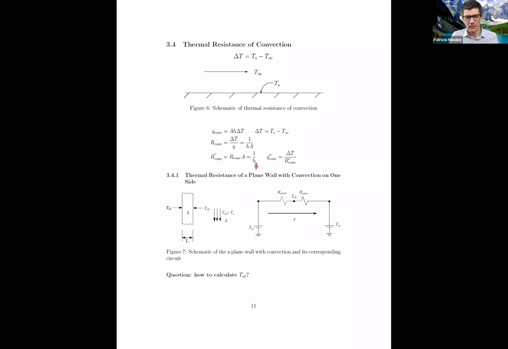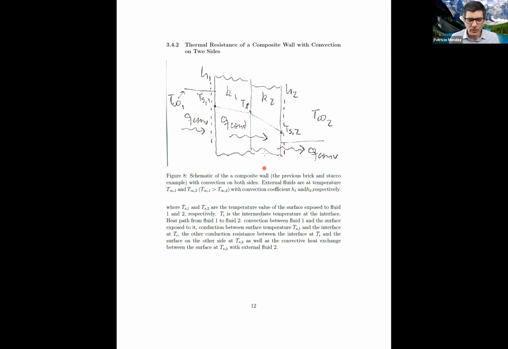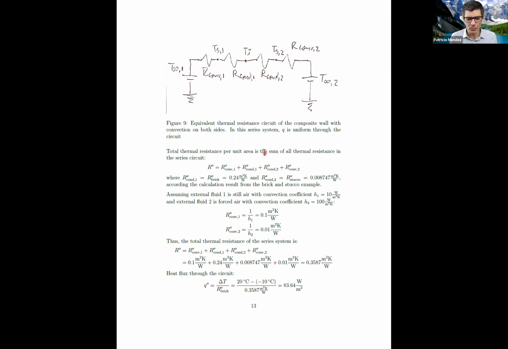Now we can consider the case of a wall that has thermal conduction and convection on the surface, right? And then we looked at the case of our brick and stucco wall, and we accounted for the convection resistance inside, assuming natural convection at 10 watts per meter square Kelvin, and for forced convection because of the wind outside at 100 watts per meter square Kelvin.